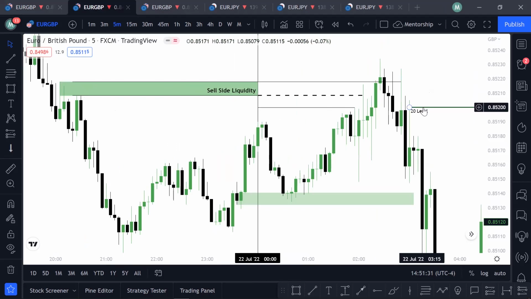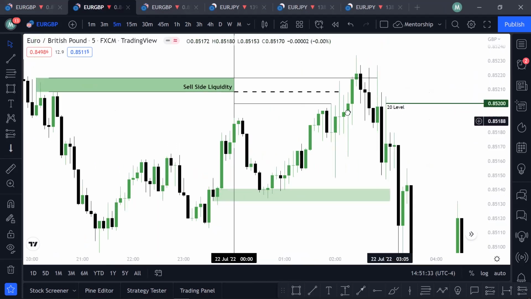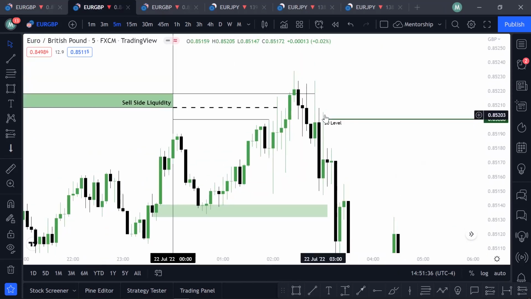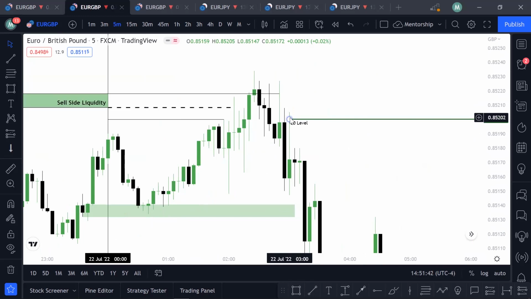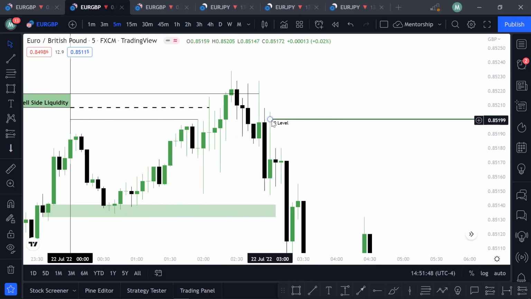We have an institutional level here, the 20 level. The concept says we are not selling above an institutional level. We are going to wait for price to trade below the institutional level. As soon as price comes back to the institutional level, we are selling, we are entering the market. That is the concept here.